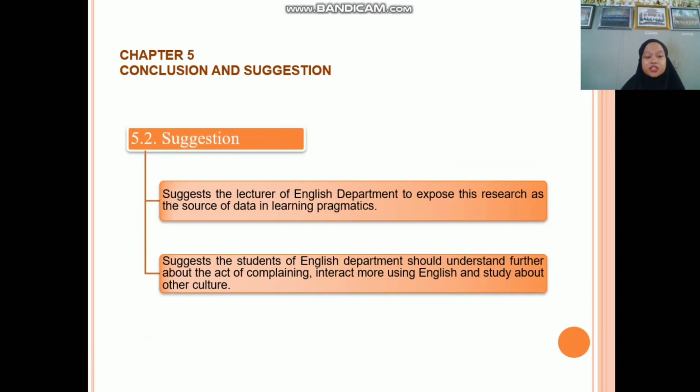The researcher suggests the lecturers of the English department to expose this research as a source of data in learning pragmatics. And the researcher suggests the students of the English department should understand further about the act of complaining, interact more using English, and study about other cultures.